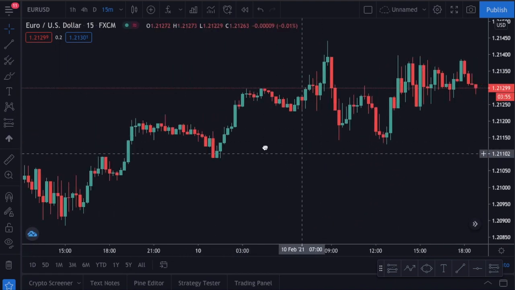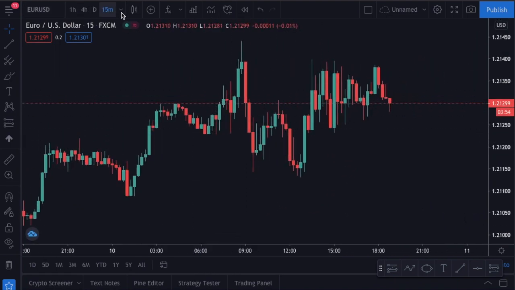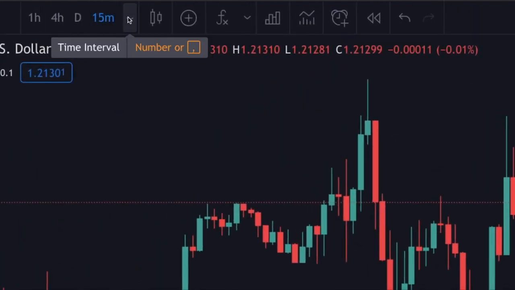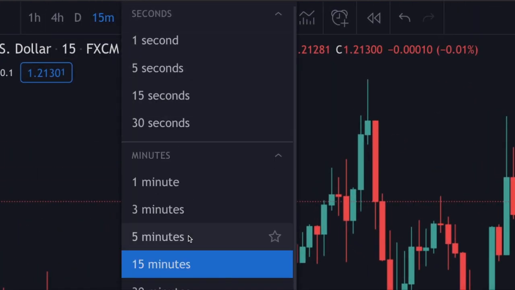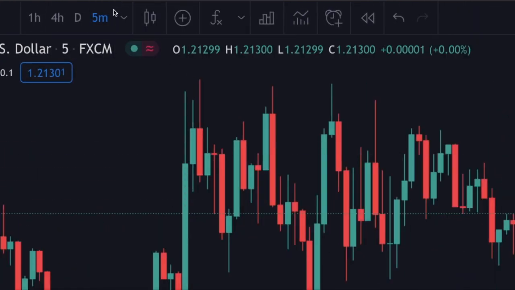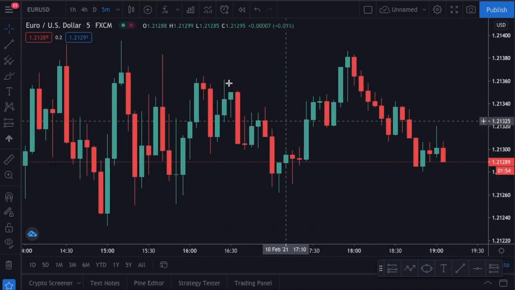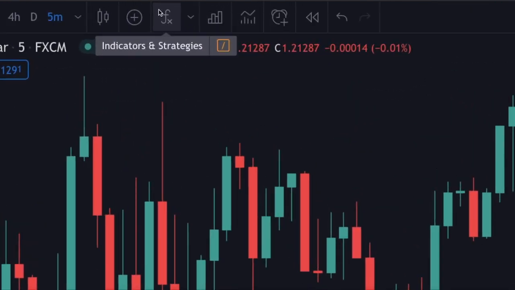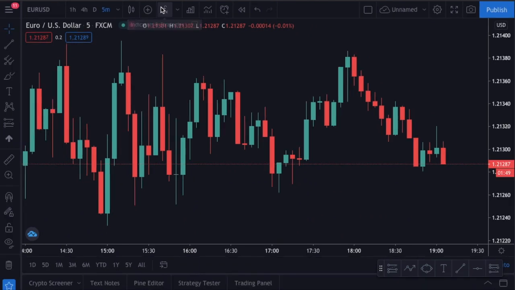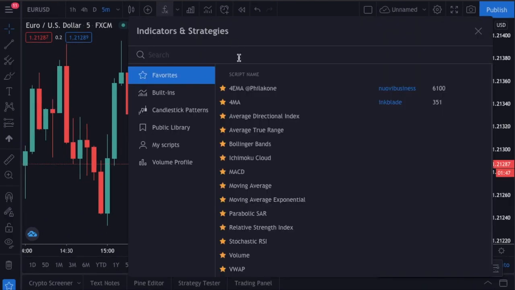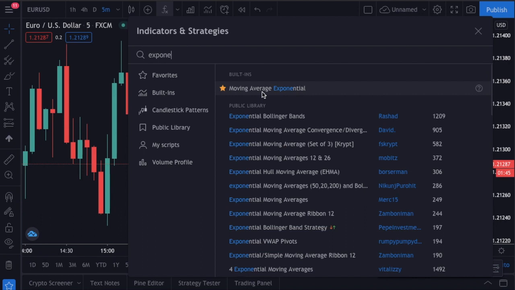I will use the 5-minute chart. This strategy performs better in lower time frames, so you can go with a 1-minute chart, as well as the 5 or 15-minute charts. Since we use short time frames, this strategy is suitable for intraday trading. After we select the time frame, I will click this indicators button here, and add the indicators we are going to use. First I will add the exponential moving average, which is also known as the EMA, and then we will also need the RSI indicator.